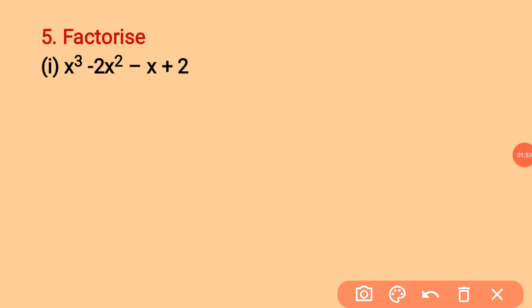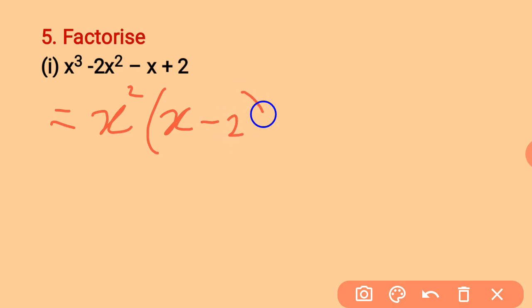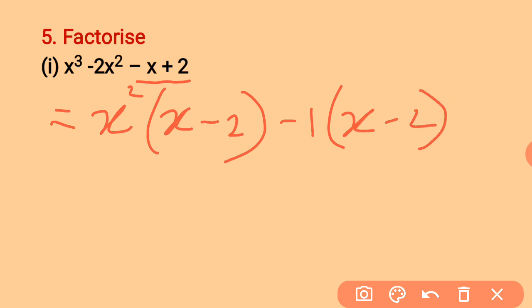Now let us take x square common from first and second term. So when I take x square common from the first term, I am left out with x in the bracket as the first term. Minus 2 from the second term. Bracket complete. Now from the next two terms, I am going to take out minus 1 as common, and I get x minus 2 again in the bracket.